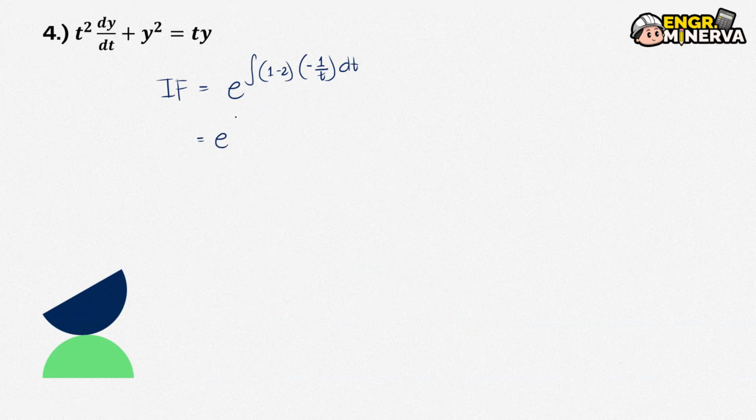Simplify, that would be e raised to negative 1 multiplied by negative 1. That would be positive, so dt over t. So this would be e raised to ln of t, and eventually our integrating factor is just t. Then we substitute it into our general solution.